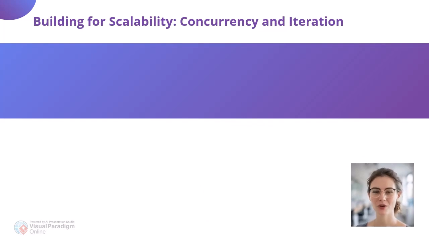As systems grow, they must handle multiple users simultaneously and evolve through continuous feedback. Planning for performance and embracing iteration are key to long-term success.